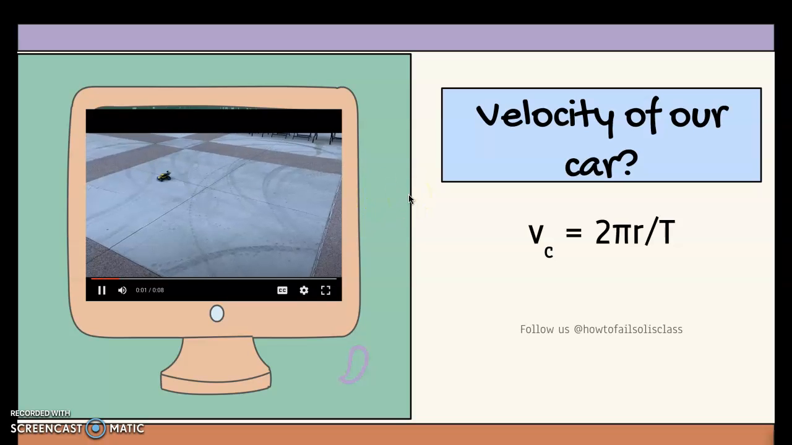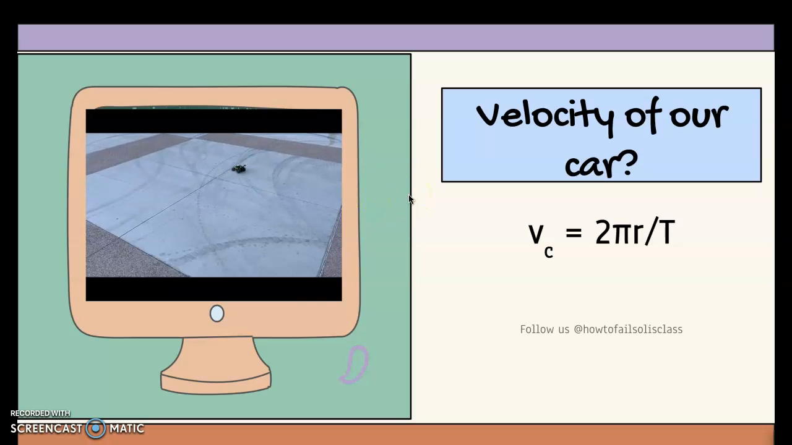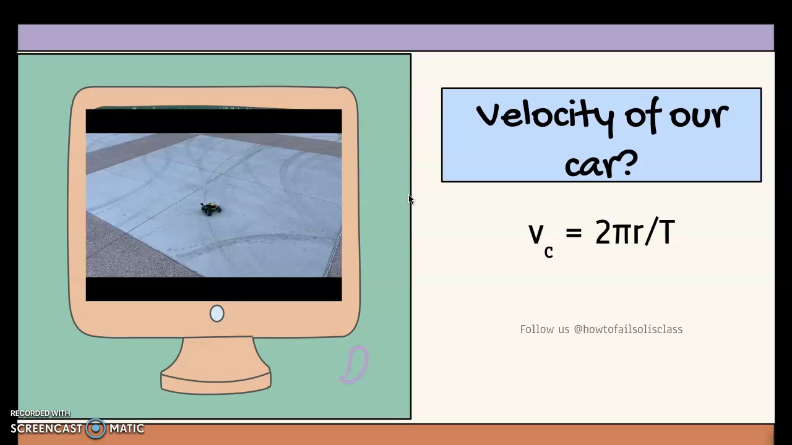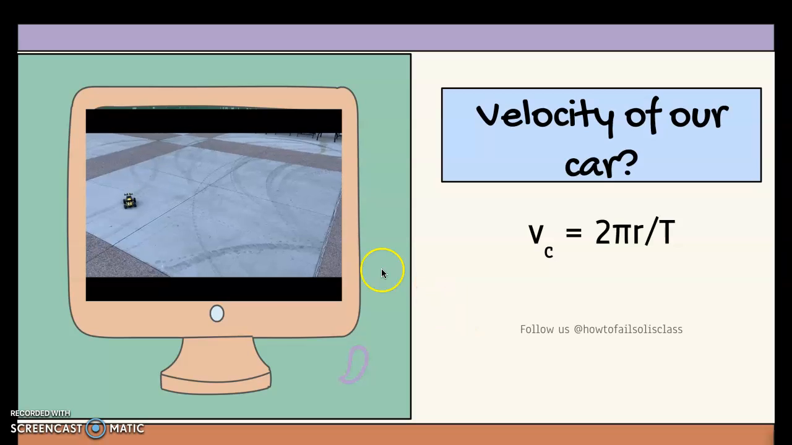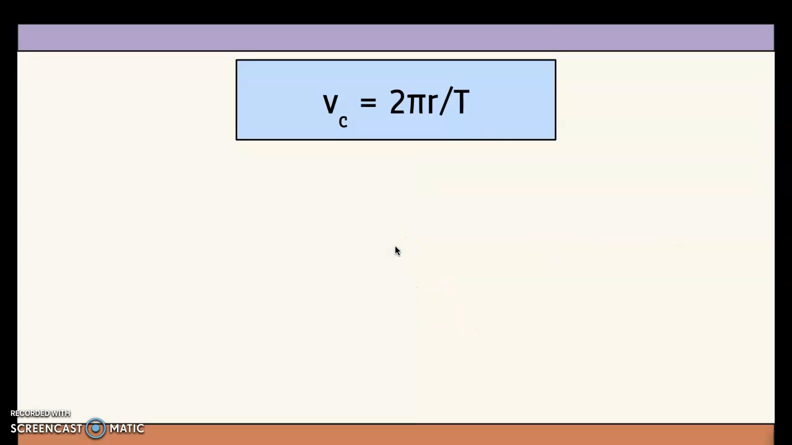We'll play our video again as the car is moving around in a circle. You can see the acceleration is constant, pointing inward, as the velocity is on the outside of the circle. So how we calculate our constant velocity is 2 pi times the radius over time. This is velocity constant, 2 pi r over t.